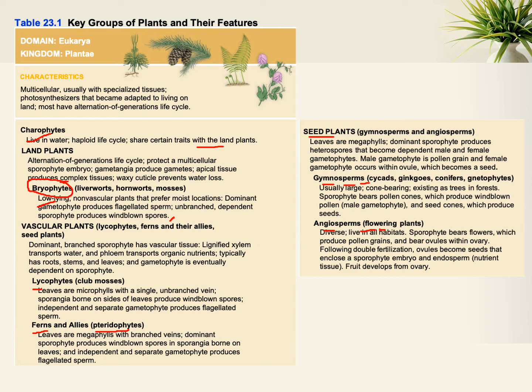Examples of gymnosperms are mostly conifers, cycads, ginkgos, and gnetophytes. Angiosperms are any flowering plants that you can see. They dominate the plant kingdom, because we see them everywhere.